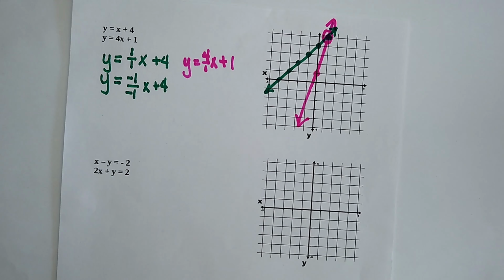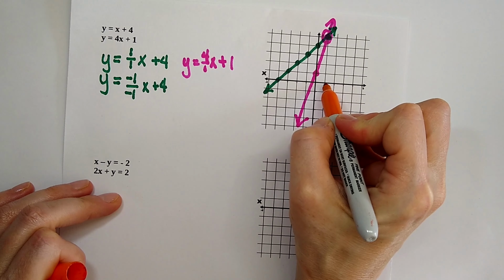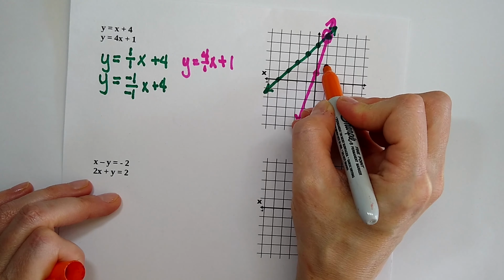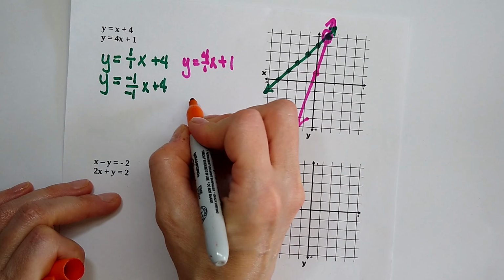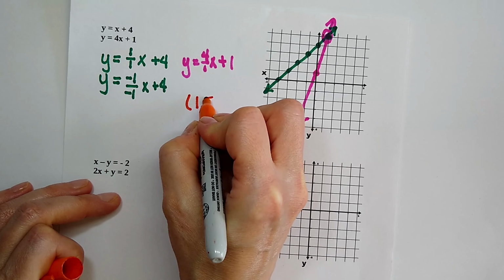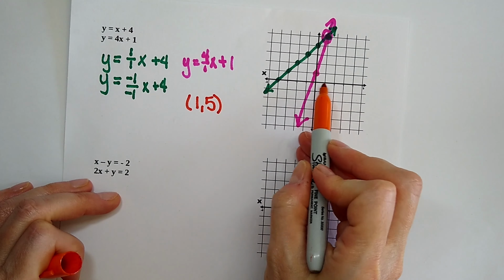They intersect at that point, which we have to name: 1, 1, 2, 3, 4, 5. They intersect at 1, 5.